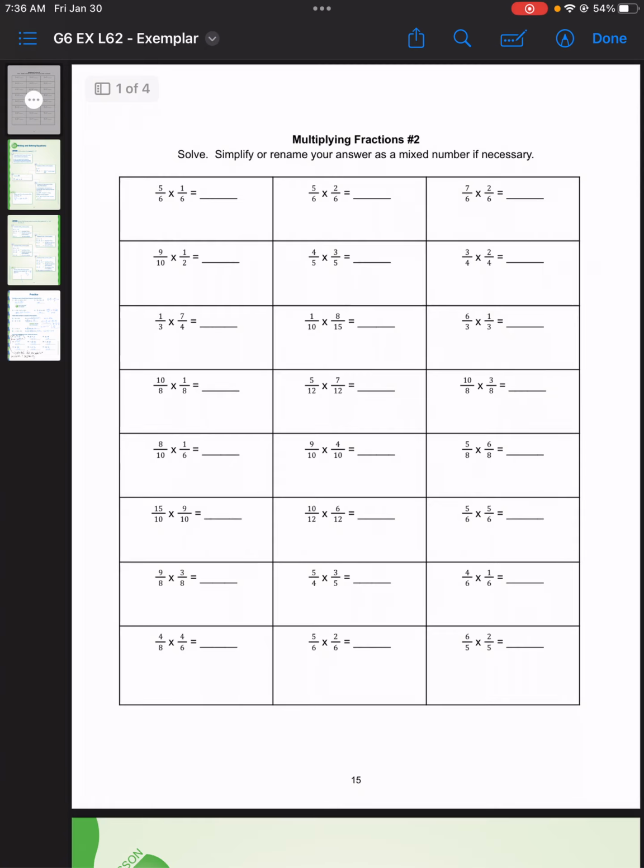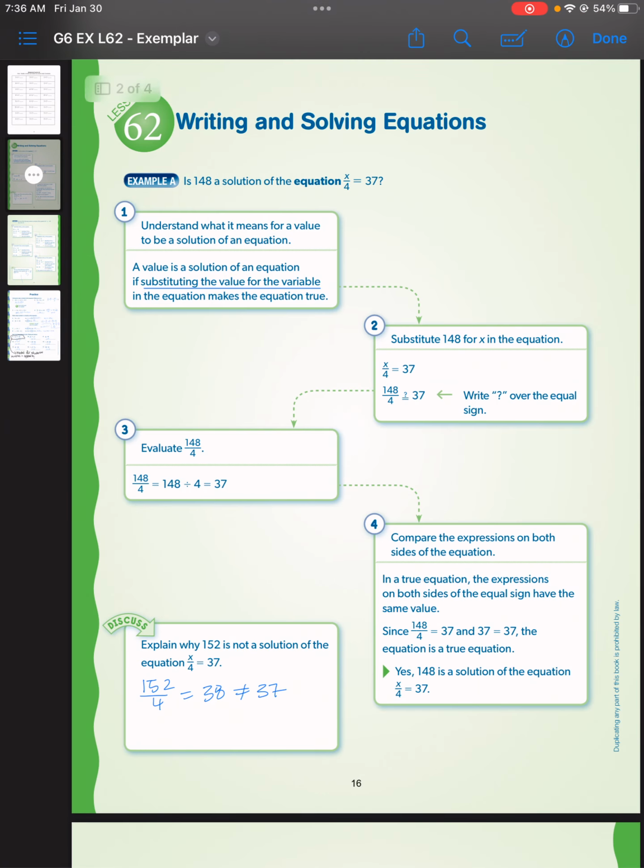As you jump into lesson 62, students are writing and solving equations. In the first set of examples, students are testing solutions. And so they are asked, is 148 a solution of the equation x divided by 4 equals 37? And so you have to teach them a number is a solution if when I plug it in, it makes the equation true. So they're going to practice substituting. They're going to substitute 148 for x. When they do that, they find out that the equation is true.